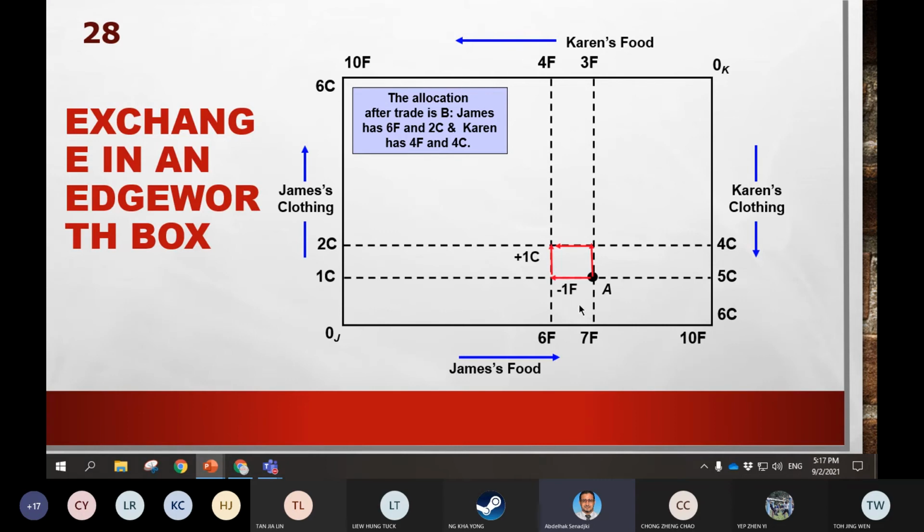So this is how it works. If they want to trade 2, meaning James will give 2 foods, then 7 becomes 5, and Karen will also become 5. And the clothes, instead of 2, become 3, and Karen becomes 3. And this time we reach another equilibrium. Each one has 5 food and 3 clothes, if they want to trade another round, for example.